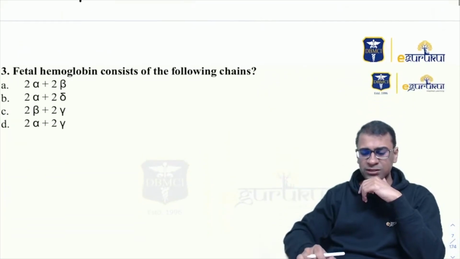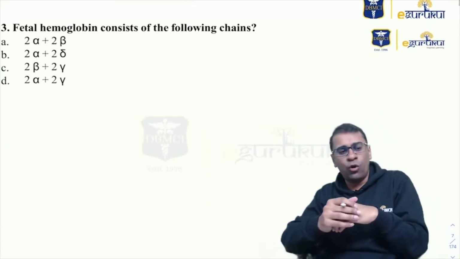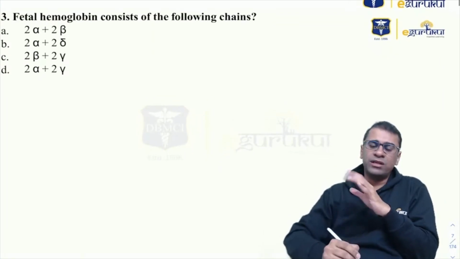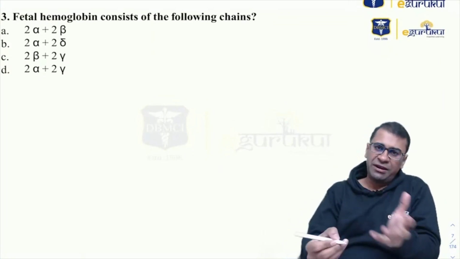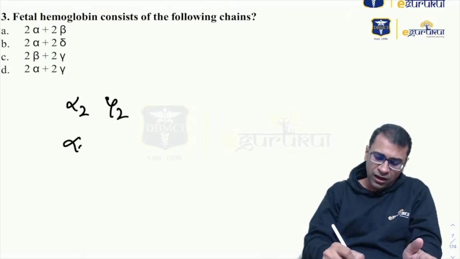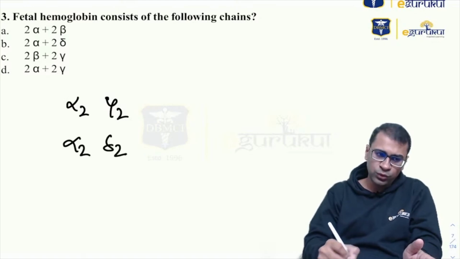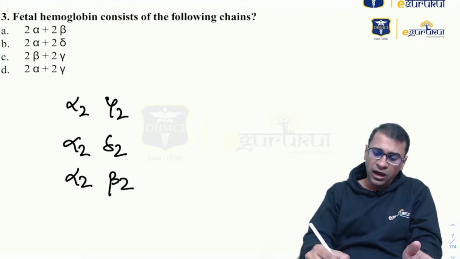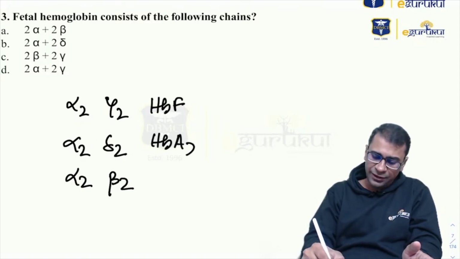Okay, now this is a question that has already been asked in a few of the exams. So fetal hemoglobin, consider the following chains. Look, if you look at the chains, there are chains like alpha 2 and gamma 2, then alpha 2 and delta 2, and alpha 2 and beta 2. Okay, alpha 2 gamma 2 is HbF, alpha 2 delta 2 is HbA2, and alpha 2 beta 2 is HbA.